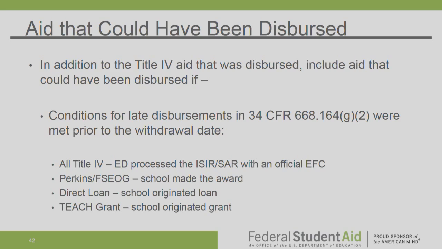Please note here that a school may not include as aid that could have been dispersed any Pell Grant funds that, if dispersed, would cause the student to exceed his or her Pell Grant maximum lifetime eligibility. Similarly, a school may not count direct subsidized loan funds that would cause the student to exceed his or her 150% maximum eligibility period for direct subsidized loans as aid that could have been dispersed as well.